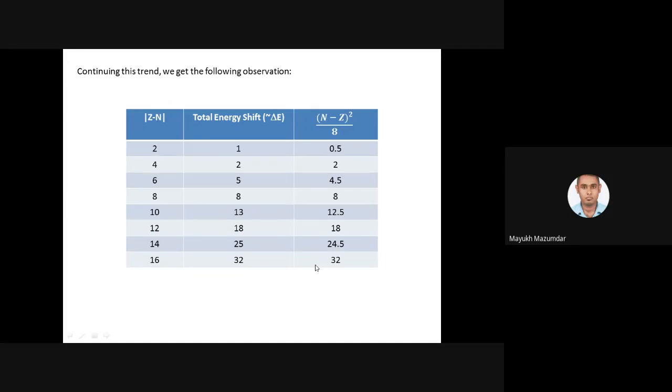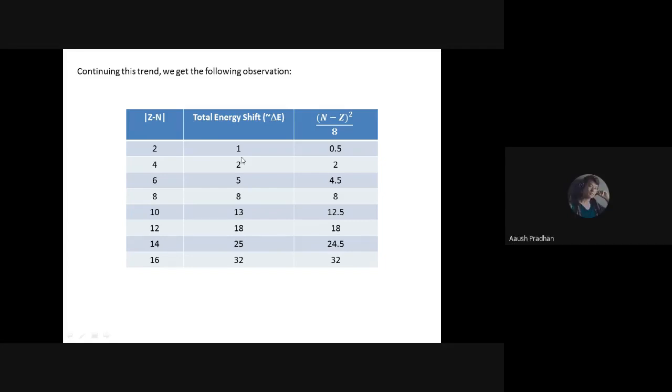So one thing is noteworthy: when the change in neutron and proton number is 2, I have taken the modulus, the magnitude of the change matters. Then what is the change in energy? Total shift. Shift means change in energy. You can think in terms of delta E. How much was it? Only delta E. So the total shift of energy in terms of delta E is how much? 1. Did you get this? Why is it 1?